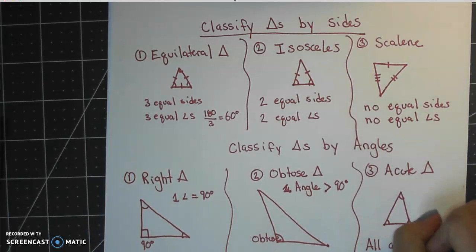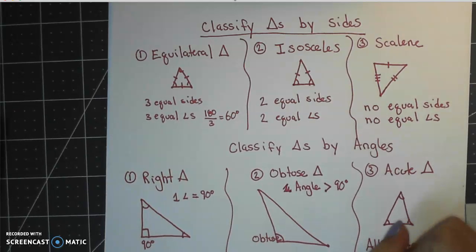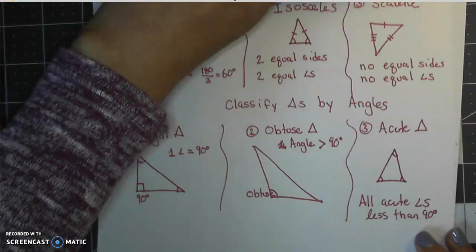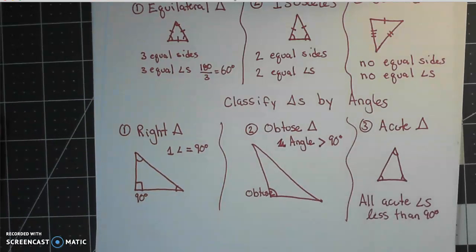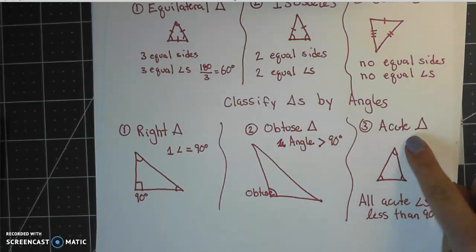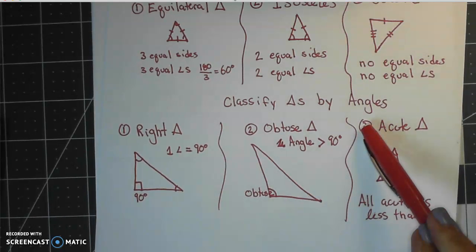All acute angles, which are less than 90 degrees. And you can't see that, so I'm going to move it up. So at this point, the video is going to pause, and I'm going to ask you to go to Khan Academy and do the practice based on this, just categorizing triangles with their two names, their side name and their angle name.